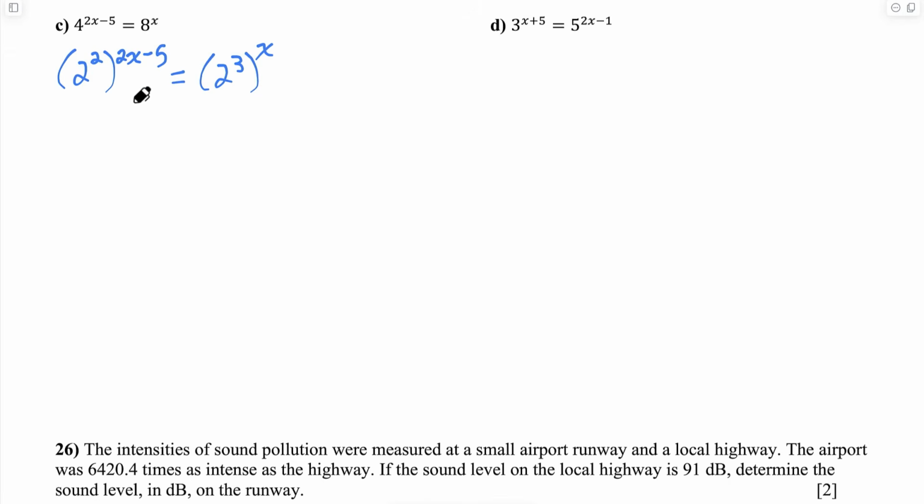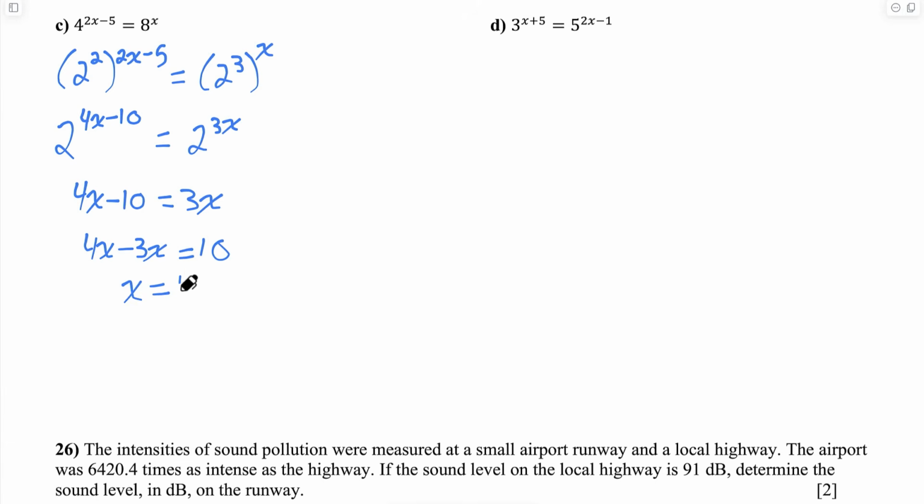And then when you have a power of a power, you can multiply the exponents together. So 2 to the 2 to the 2x minus 5, multiply the 2 and the 2x minus 5 to get 4x minus 10. And the other side of the equation, 3 times x, I could just rewrite that as 3x. And now that I have power equals power, where the bases of those powers are equal to each other, I know that the only way the equation would be true is if the exponents were also equal to each other. So set the exponents equal to each other and solve. So I'll have 4x minus 3x equals 10. So x is 10.